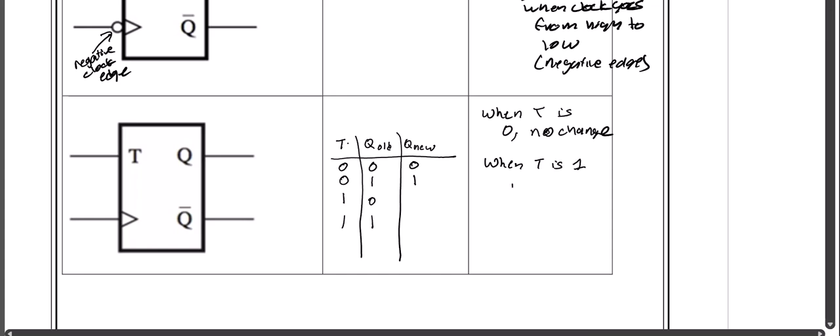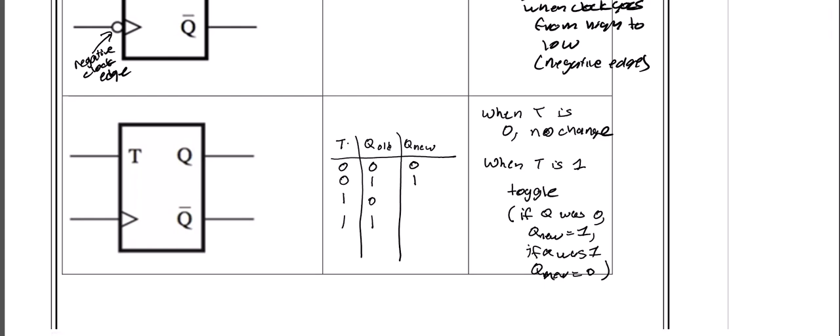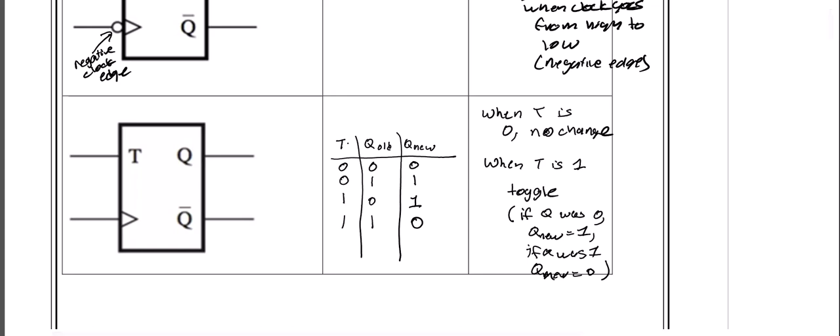When T is 1, you toggle, which means if Q was 0, the new Q is 1, and if Q was 1, the new Q is 0. So when T equals 0, there's no change. When T equals 1, it's a toggle, which means the new value of Q is going to be the opposite from the old value of Q, and that's Q old.